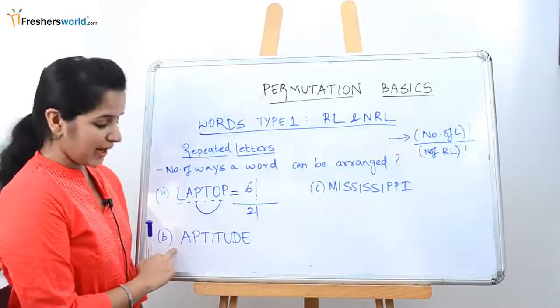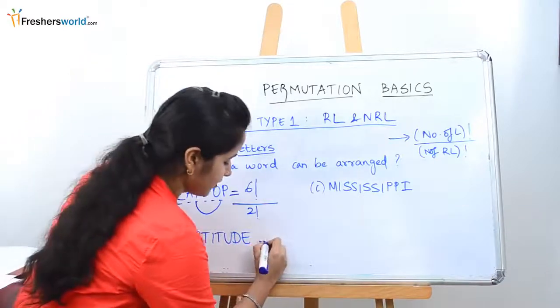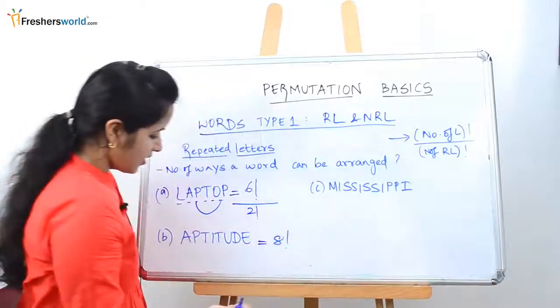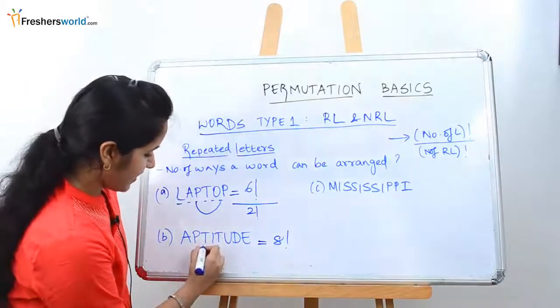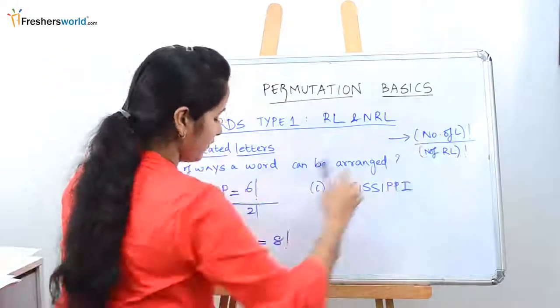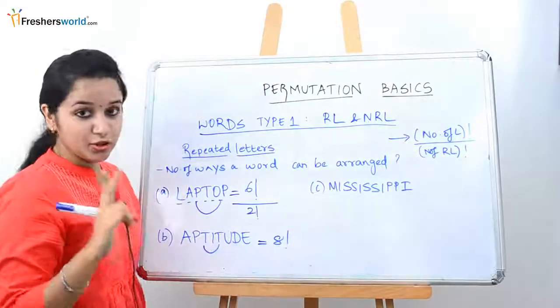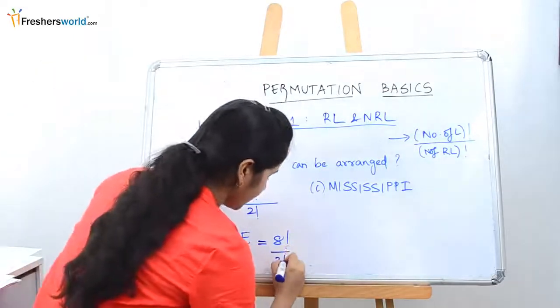Let's take another example. We have the word aptitude. 1, 2, 3, 4, 5, 6, 7, 8. So, the number of letters is 8 factorial. What is repeated here? We have T repeated here twice. So, as per the formula, the number of letters is 8 factorial. The number of repeated letters: T is repeated twice. So, 2 factorial.